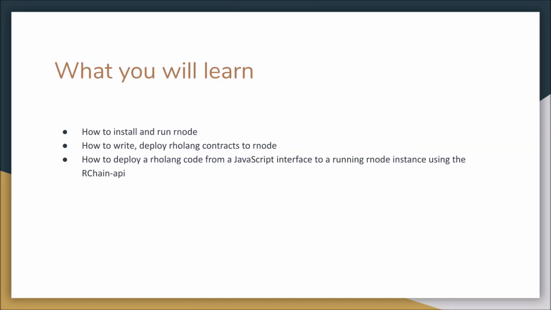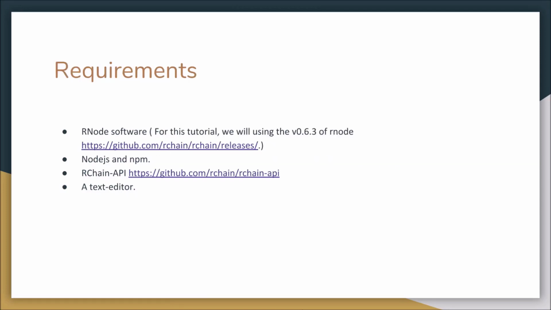Back to the tutorial. What you're going to learn today is how to install and run an RNode, how to write and deploy Rholang contracts to our node, and how to deploy Rholang code from a JavaScript interface to a running node instance using the RChain API. The requirements for this crash course are the RNode software, with a link to download on your screen, Node.js and the Node Package Manager, the RChain API, and a text editor.